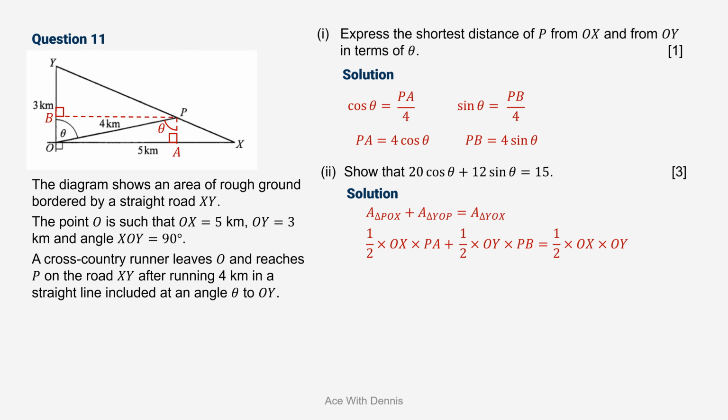So from this equation, we can cancel out all the halves. OX will be 5, PA will be 4 cosine theta, then OY will be 3, and PB will be 4 sine theta. OX will be 5 and OY will be 3. So this will be the equation 5 times 4 cosine theta plus 3 times 4 sine theta equals 5 times 3. Simplify, we'll get 20 cosine theta plus 12 sine theta equals 15. Hence shown.